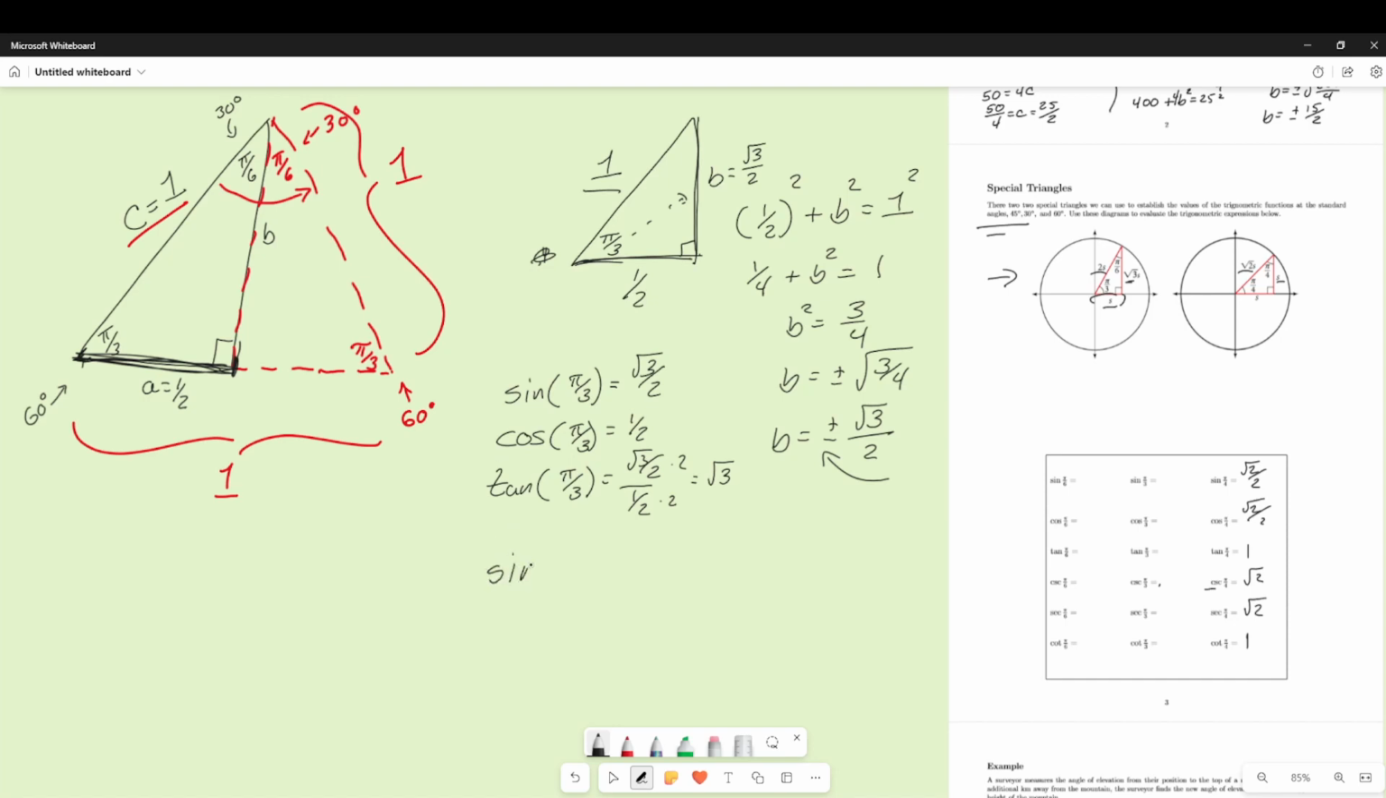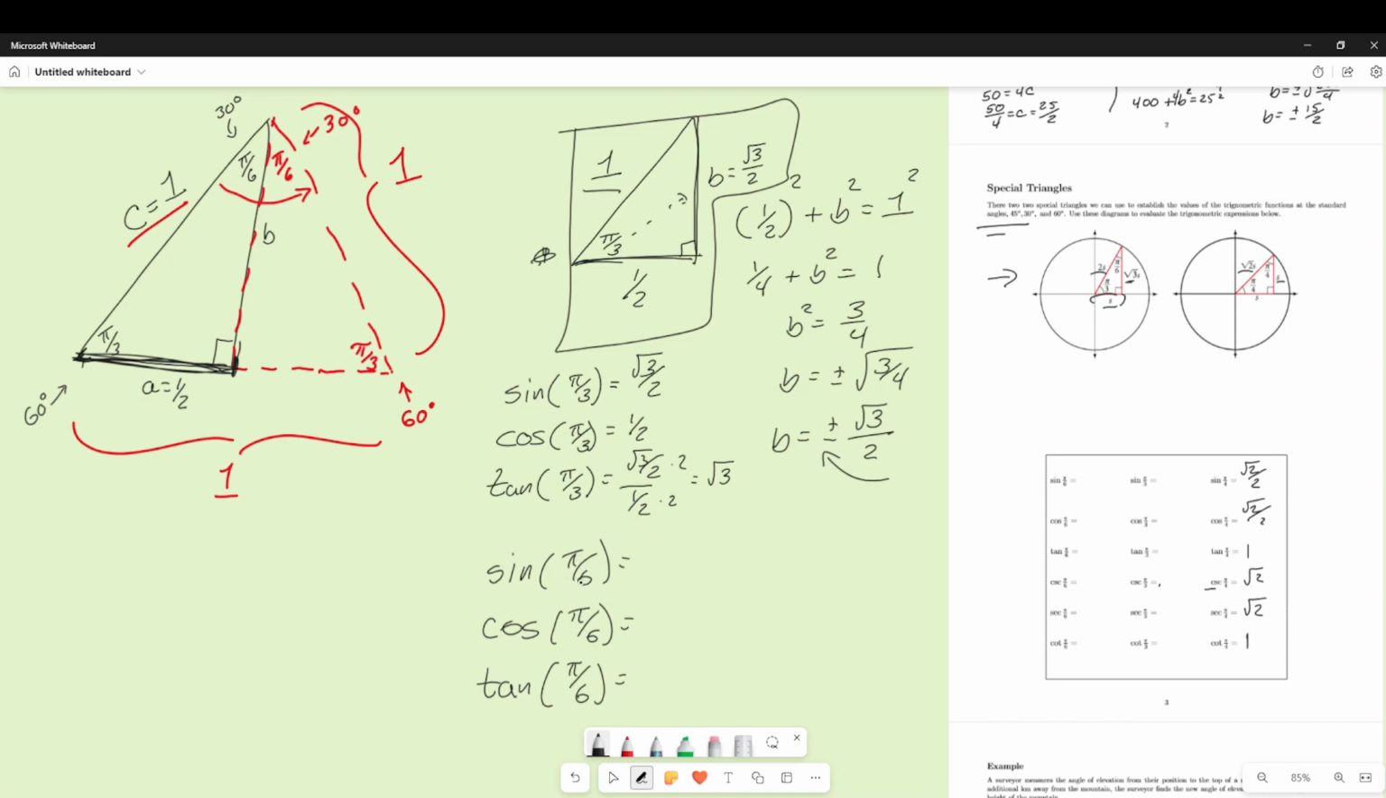Similarly, the sine of pi over 6, cosine pi over 6, tangent pi over 6. Same triangle. As long as we know this triangle, we will know those trig values for what we call our standard angles: our pi over 6s, our pi over 3s, our pi over 4s, and their multiples. Once we get there, it'll be another day or two.